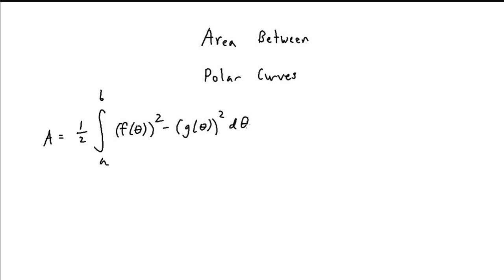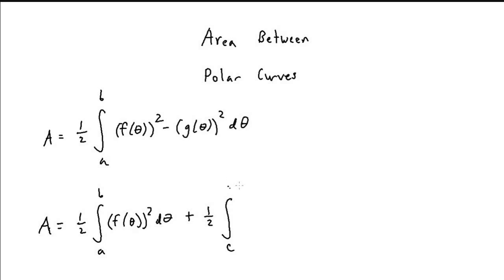Now sometimes there won't necessarily be an outer curve and an inner curve, so in that case we're going to have to split it up into 2 different integrals with 2 different bounds. So the area is going to be 1/2 times the integral from A to B of one of the curves squared, plus 1/2 times the integral from C to D, so 2 different bounds, of the other curve squared.